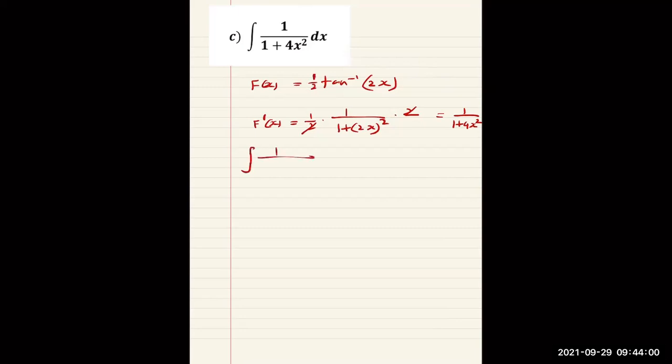The integral of 1 over 1 plus 4x squared dx is equal to your antiderivative, 1/2 tan inverse 2x plus the constant. Okay. All right. That completes our last example.